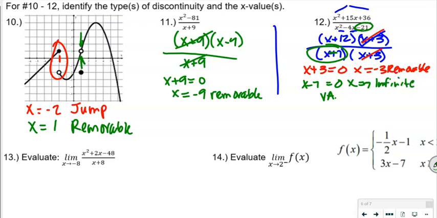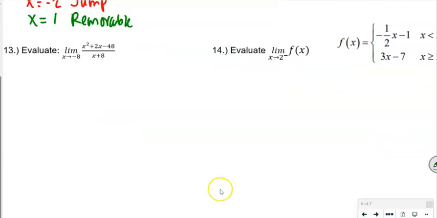There we go. That's infinite at that point, okay? All right, so the next one says evaluate. Now, when it says evaluate, what does that mean we're doing? We are going to simplify it, and then we're going to put that negative 8 back into the equation, okay? So on top, again, I have, what are the factors of negative 48 here that add up to be 2? And so I got x plus 8 and x minus 6.